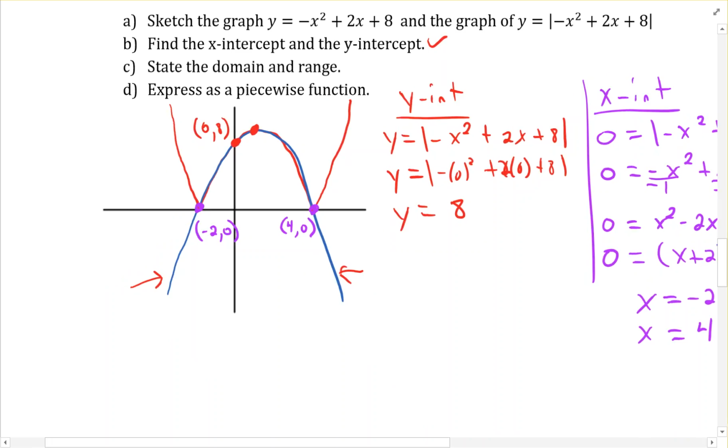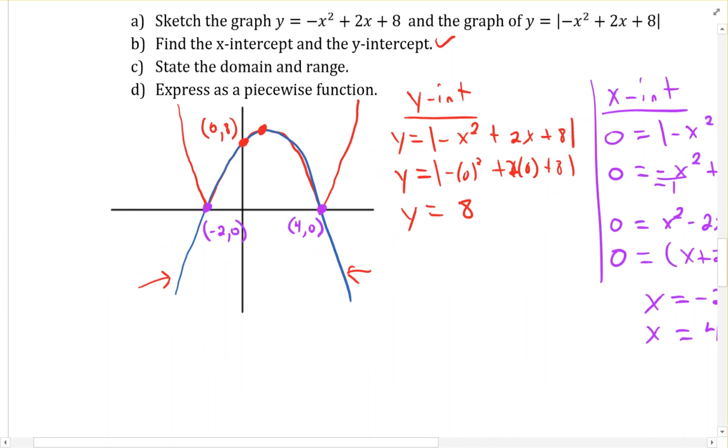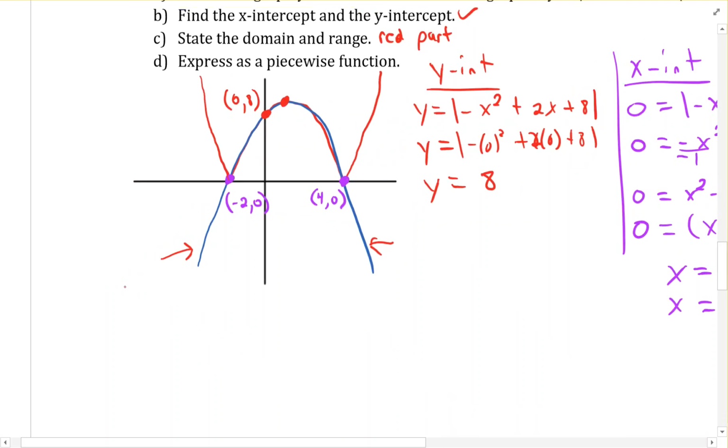So, okay, now state the domain and the range. Remember, we're looking at the red part. So the domain, so what x can be equal to. Well, we don't take any square roots of negatives or divide by any zeros, so x is just going to be any real number.